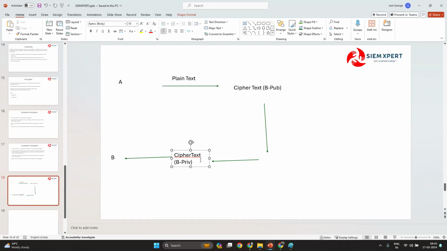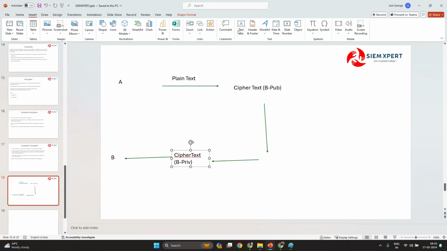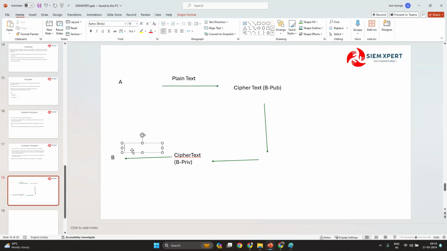And B would get this as plain text using his private key, because he's the only one who's got the private key. So in this phase, what are the three things which are maintained, based on the CIA triad? Confidentiality, integrity, and... what do you guys think are maintained?